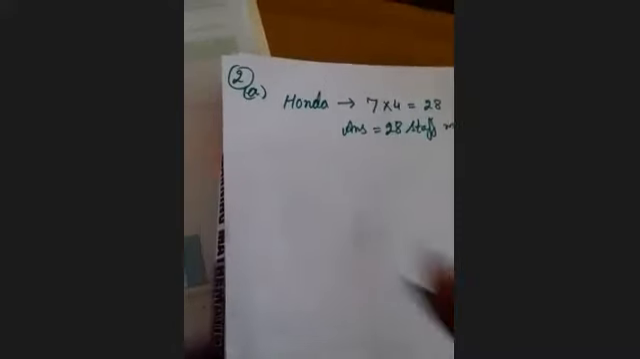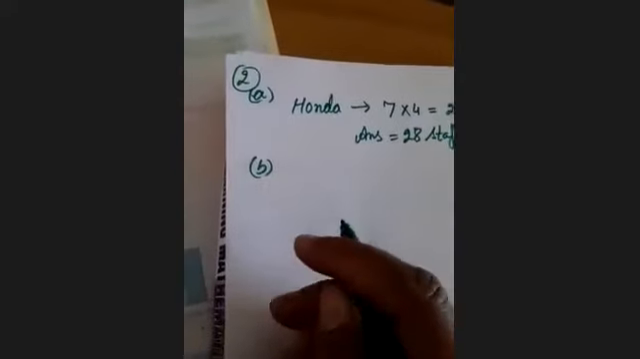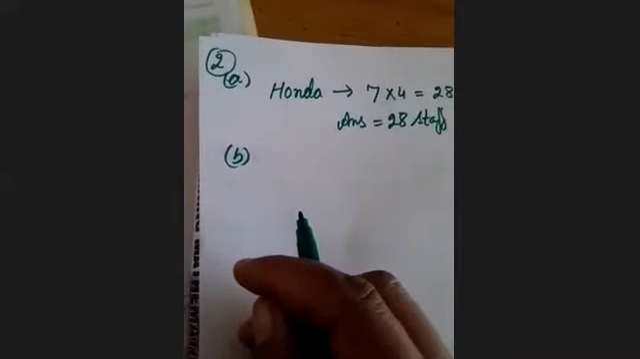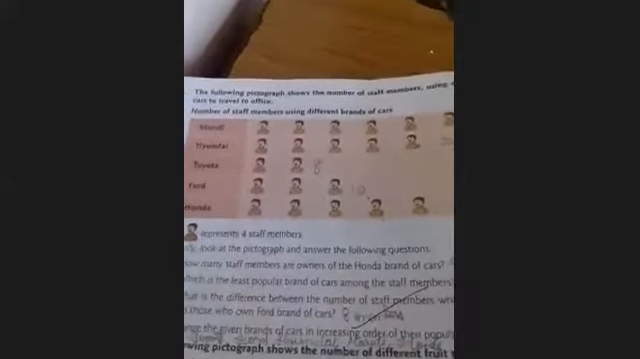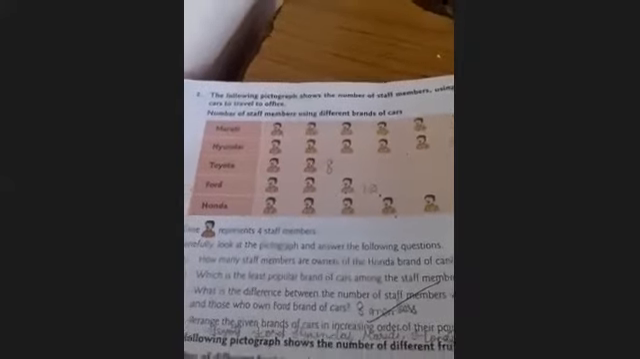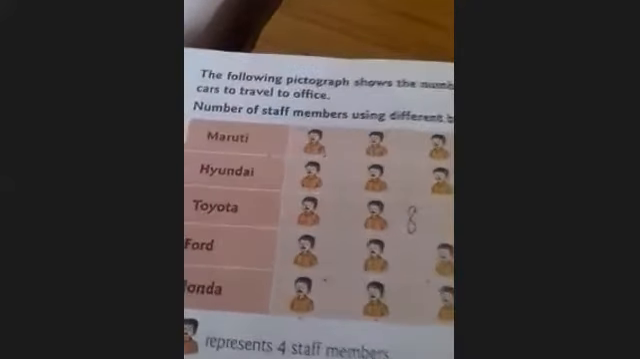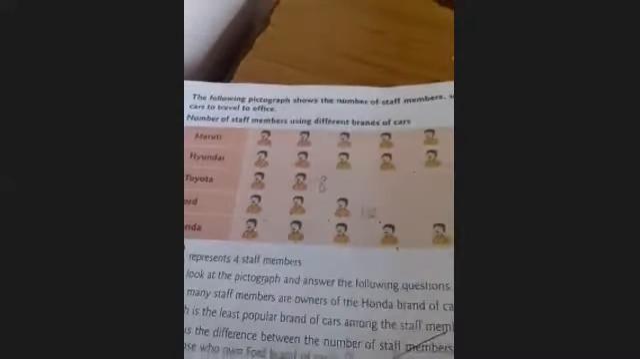Clear, students? Next is part B. Part B is, which is the least popular brand of cars among these staff members? Least popular. Now students, see in which column we have minimum pictures. Now we have in Toyota. So this is the least used brand by staff members. So your answer is Toyota.